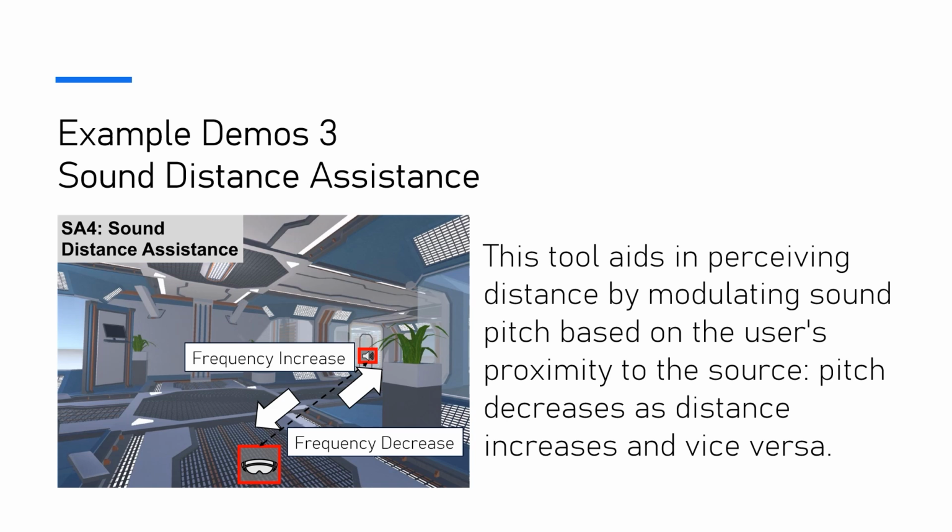The sound distance assistance tool aids in perceiving distance by modulating sound pitch based on the user's proximity to the source. Pitch decreases as distance increases, and vice versa.